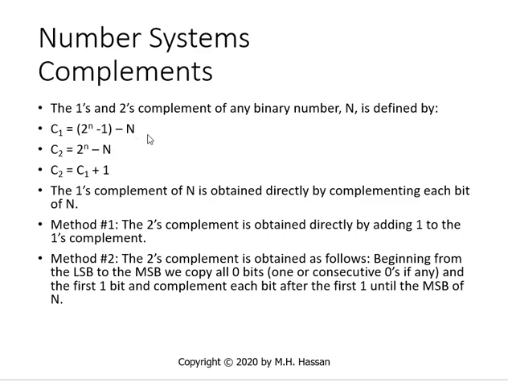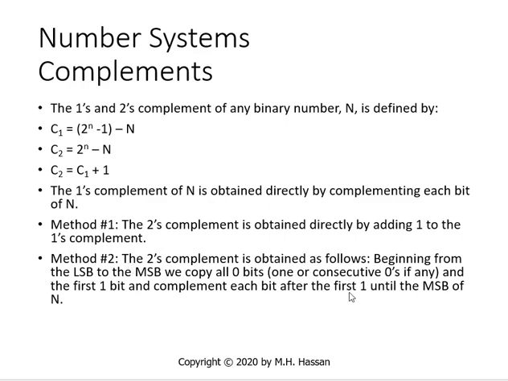Now, for the 2's complement, we have two methods. The first method is just to add 1 to the 1's complement. We have the 1's complement, we add 1. Well, directly we can apply method number 2, beginning from the right, the least significant bit, to the most significant bit of the number n. We copy all 0 bits. If we encounter a 0, or successive 0s, we copy them down. Once we hit the first 1, then we will copy the 1, and every bit thereafter, we will complement.